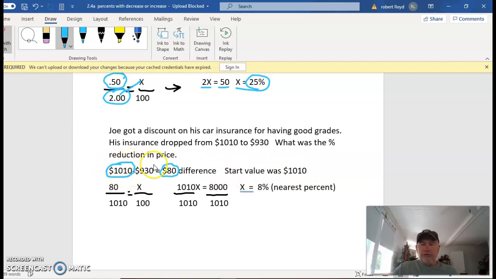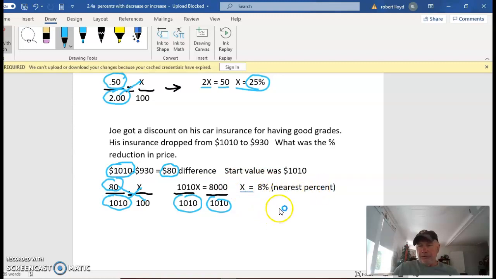This is the key right here. Don't put 930 because that was the ending value. So the difference, 80, dividing by the start value, 1,010, equals the percentage over 100, and you do the cross multiply. So you get 1,010x equals 8,000, and then you divide by the number of x's, which is 1,010 each side, and x will equal 8%.